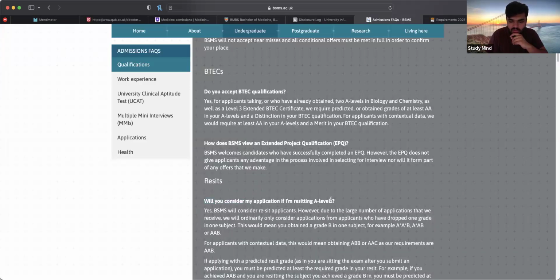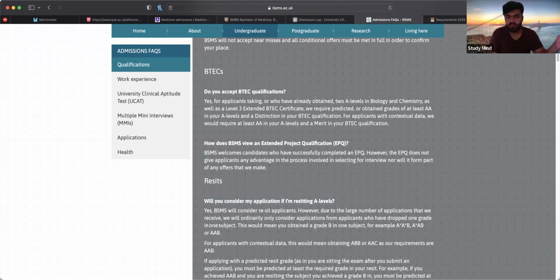Okay, so will you consider my application if I'm resitting A levels? Yes. BSMS will consider resit applicants. However, due to a large number of applications, we would only accept people who generally have dropped one grade. So as you can see, that's 3 now. There is a fourth as well. Just give me a second, please. Okay, no, we have the fourth in the chat.